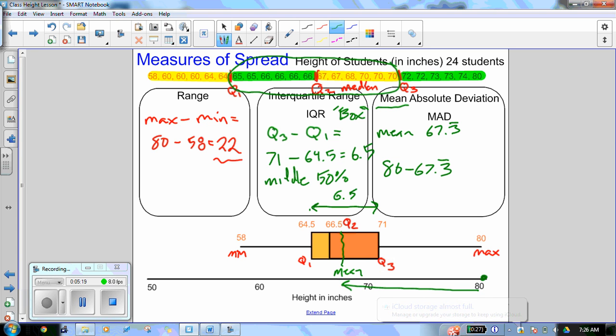And in this case here, what's that? 12.6. I did my math right there. So 12.6. So you'd say that the maximum person is 12.6 inches away from the average. Okay, and it doesn't have to be the maximum. It could be any point. You could pick this person right here, at 72 inches. How far is 72 away from the average? Well, we're going to take a look there. That's 4.6 away. Inches, obviously.